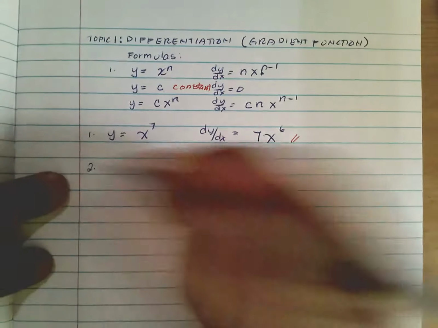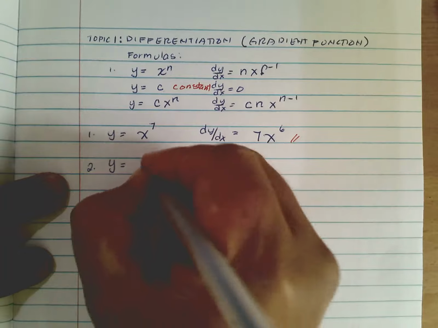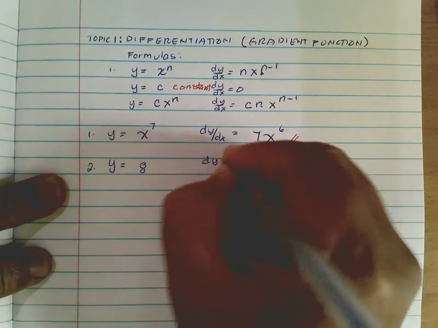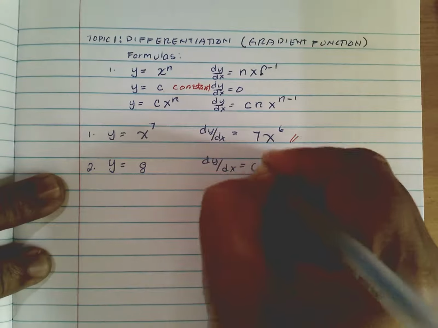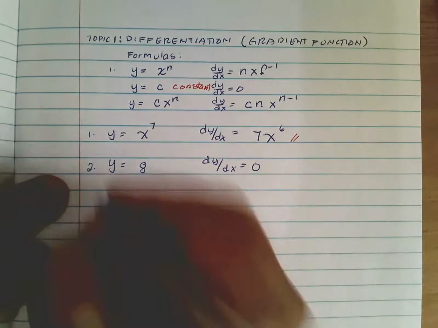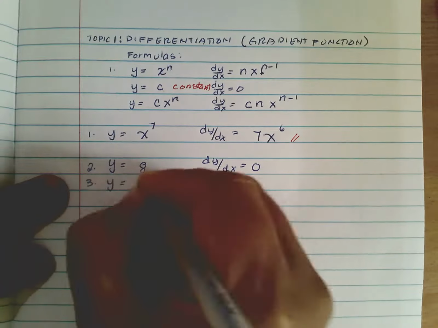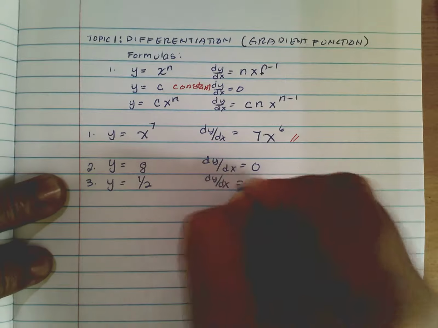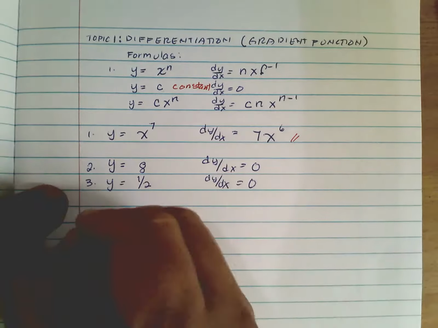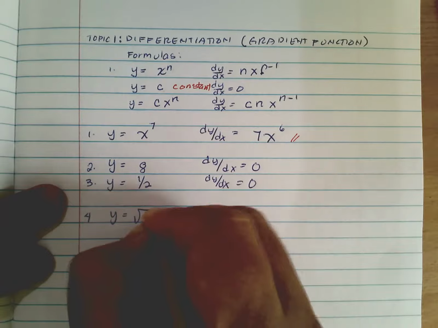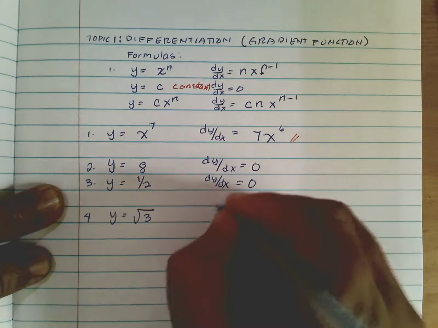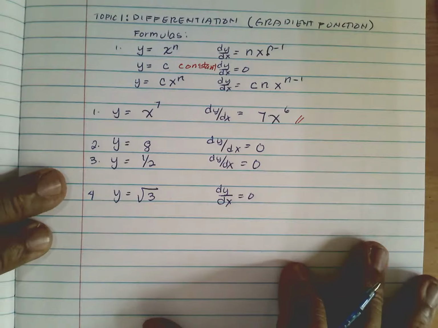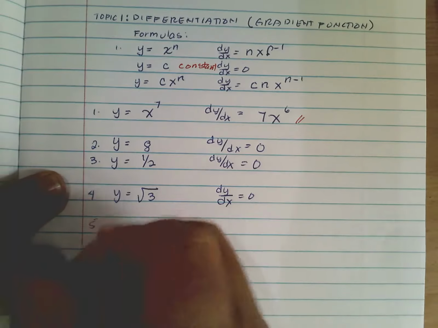Let's try to have example number 2. Suppose my y is equal to 8. So your 8 is a constant, so the derivative of that is equal to 0. Any constant, the derivative is 0. Let's try to have one more example. Suppose you have y is equal to 1 half. 1 half is a constant again, so the derivative of that is also equal to 0. Suppose I have number 4 and my y is equal to the square root of 3. This one is a constant, so the derivative of that is equal to 0. So the derivative of any constant is equal to 0.